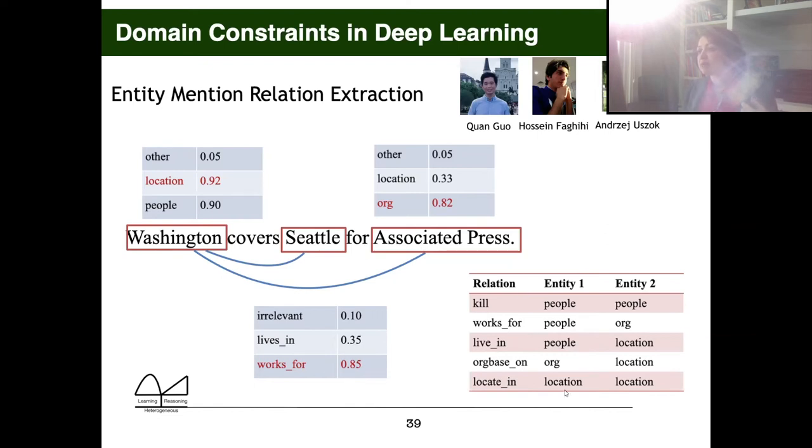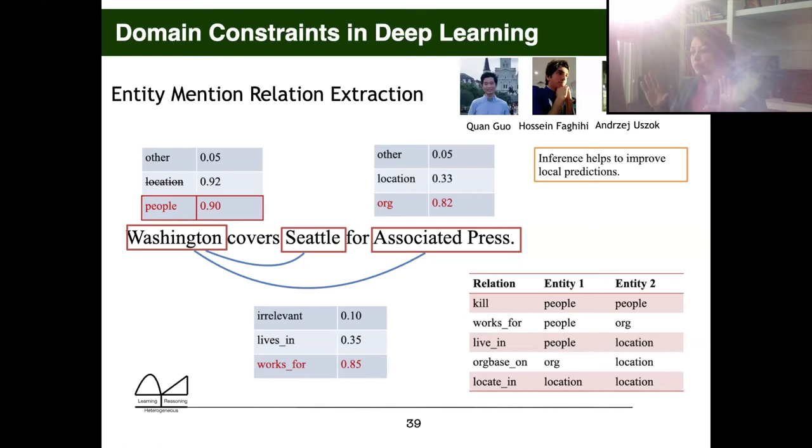However, we have this table, this is our domain knowledge here, that says work for holds between people and organization. So it cannot be a location working for an organization. We want to make a decision that is consistent with this domain knowledge that we have. And for that, our first classifier needs to change its mind and say, okay, this is people. So this is what we call inference.